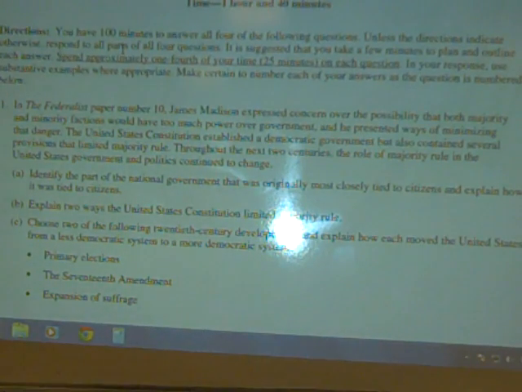And by the way, in saying that, I just answered it. How was it closely tied to the citizens? Because it was directly elected. You might also say they were elected every 2 years to keep them responsive to the people's will. All right, B. Now I'm going to write a big B and say, here's why I'm answering B.